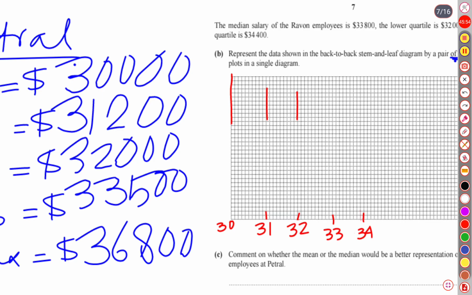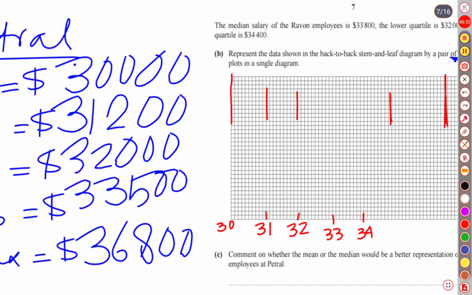Then if 34 is over, so 35 is going to be just over here. Okay, this is 35. After that, maximum is 368. That means 36. So if it is 35, so 36 and 37, 38 is going to be over here. Now this is our box and whisker graph for petrol.